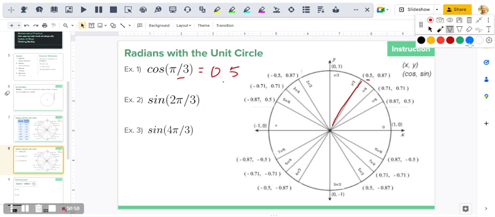Okay, that second example I'm going to do in blue. We have the sine of 2 pi over 3, so we do a positive rotation. We're going to find 2 pi over 3 on our unit circle, and we're looking for the sine value. So in this case, it's the second value that we're pulling. We're going to have 0.87.